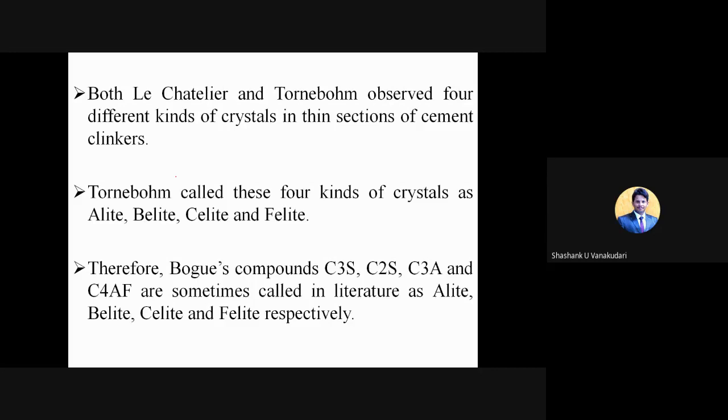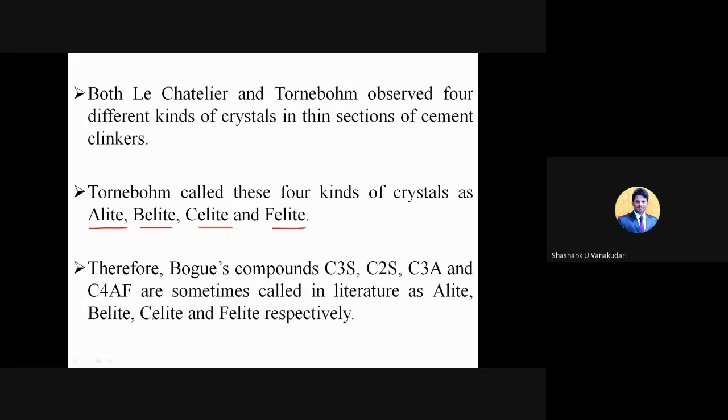So they have given a separate name for that. After the product is generated from the rotary kiln, those products are in four different kinds of crystals. For that, Tornebohm called these four kinds of crystals alite, belite, celite, and felite. So he has given these names for those four compounds.